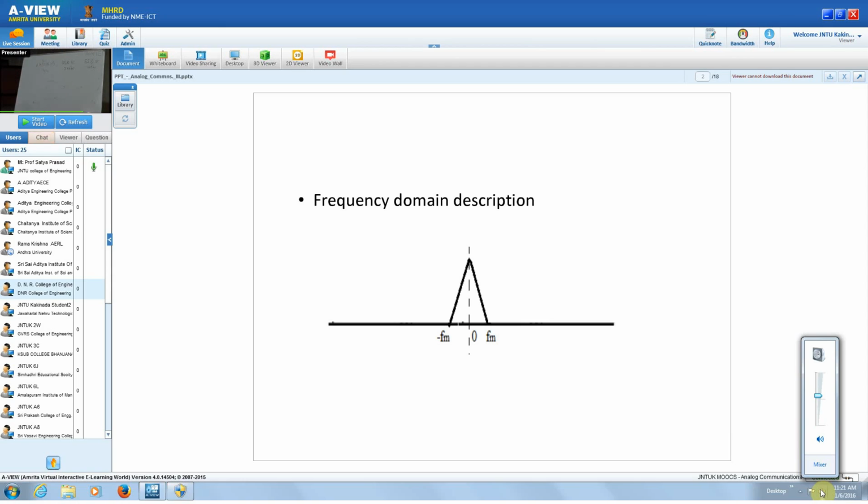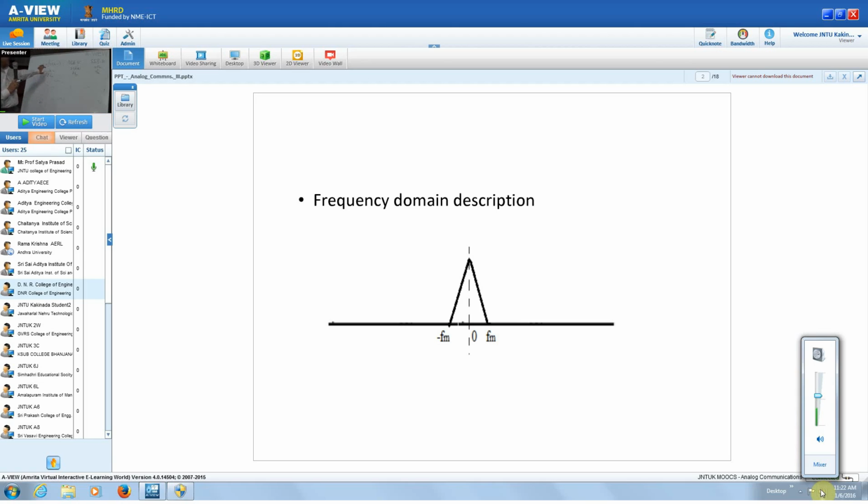But what about the bandwidth? We require here 2 fm, whereas in SSB we require a bandwidth of only fm. So bandwidth-wise there is no advantage between your AM and DSBSC, whereas for SSB we get half of the bandwidth that we require for either AM or DSBSC signal.